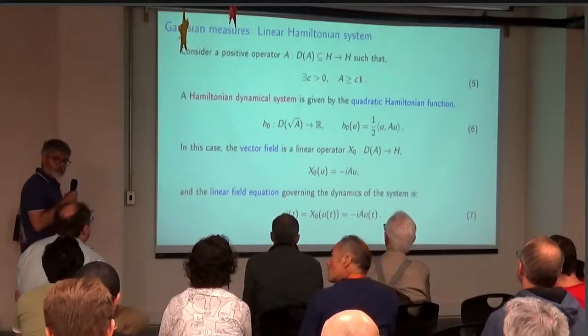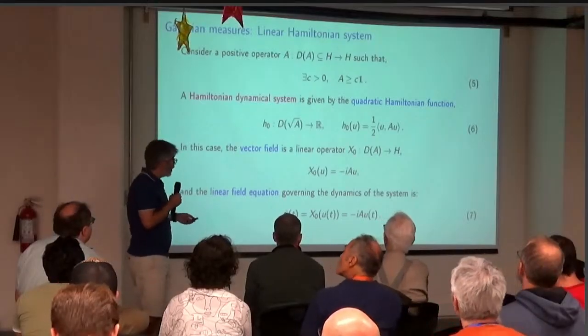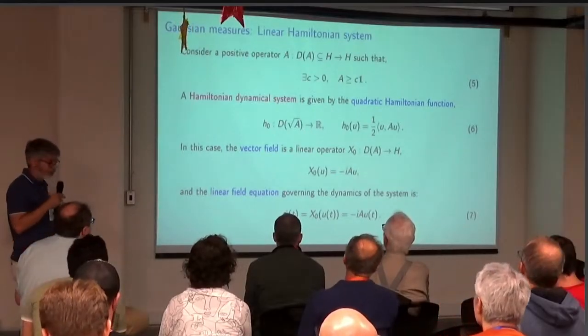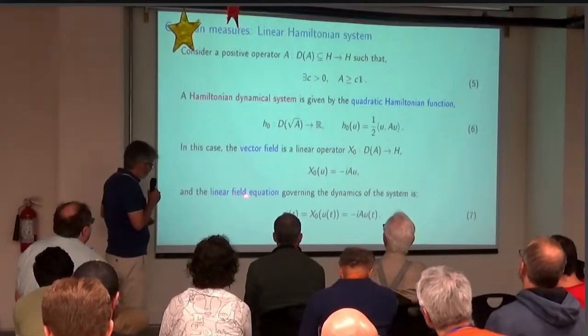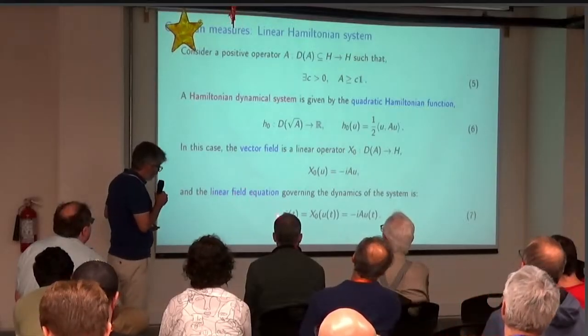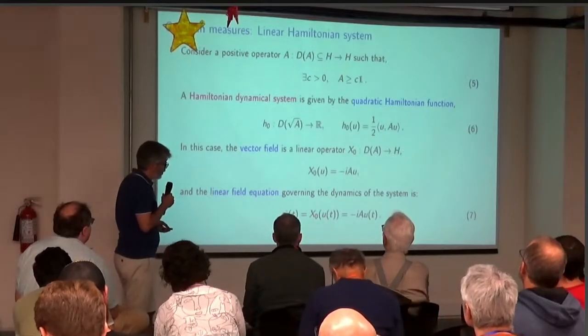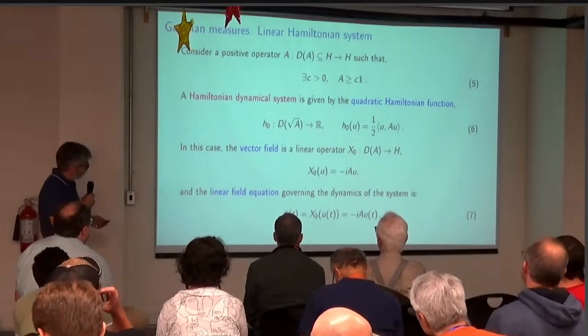And now I'm using complex variables instead of real variables. Otherwise, we have to put the J, and J is equivalent to minus i, the complex unit. And you get a linear field equation, where the derivative with respect to time of u(t) is equal to the vector field applied to u(t). So it is exactly the same framework as in finite dimensions.